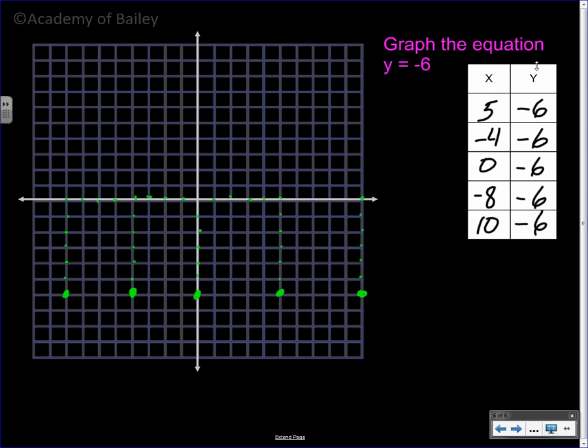What kind of line is this forming? Well, this one is not forming a vertical line, but it is forming a horizontal line. And it's forming a horizontal line that crosses the y-axis at -6. And so that should be some sort of indication when you see this equation, y equals -6. Anytime you have a y equals, it's going to be horizontal, and it will cross at whatever value is given.